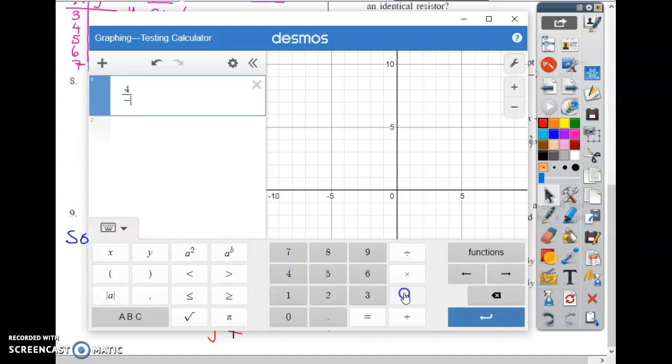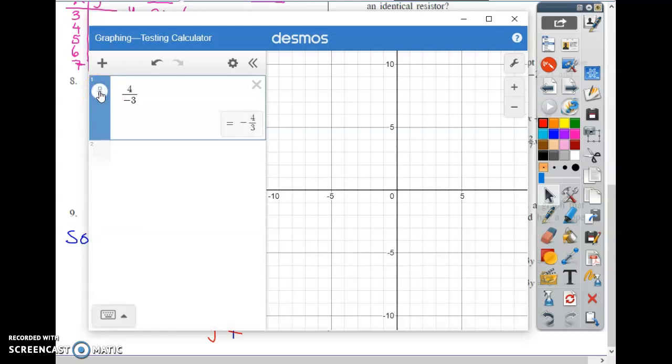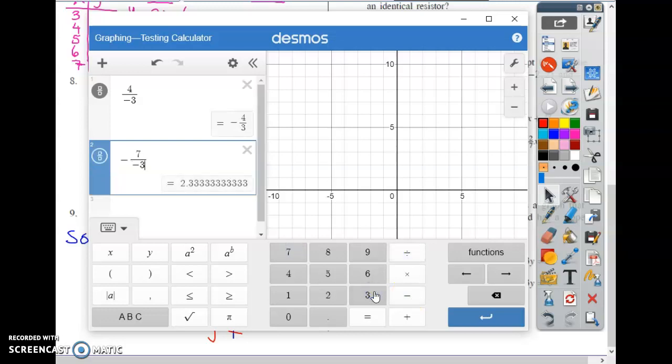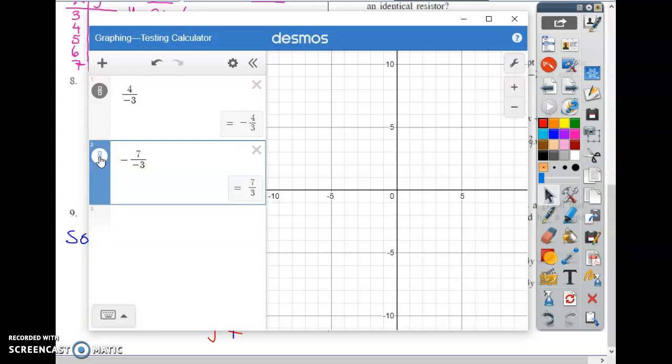Four divided by negative 3. Hit the little fraction button. And negative 7 divided by negative 3. Hit the little fraction button. Okay?